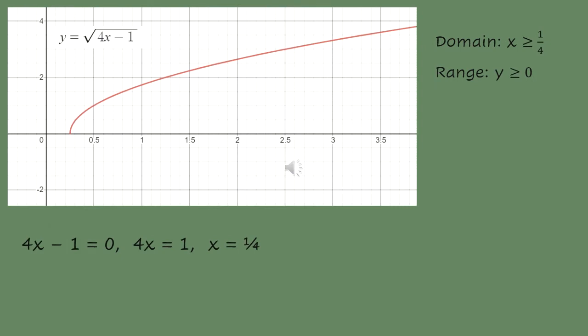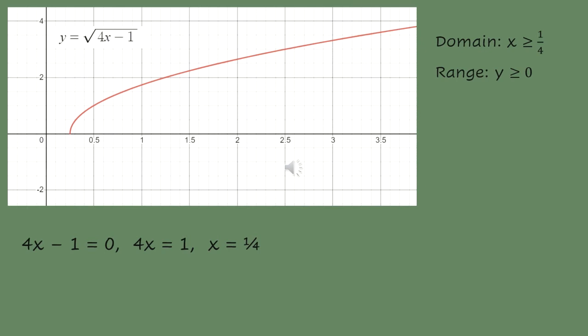Here we have an example of a square root function. Rational functions give us restrictions, so do any even root. So a square root is an even root. And inside of our square root, we have 4x minus 1. If I put the number 1/4 in for x, 4 times 1/4 is 1, and 1 minus 1 is 0. The square root of 0 is 0. So this graph starts at x equals 1/4. And I get the square root of 0, which is 0.